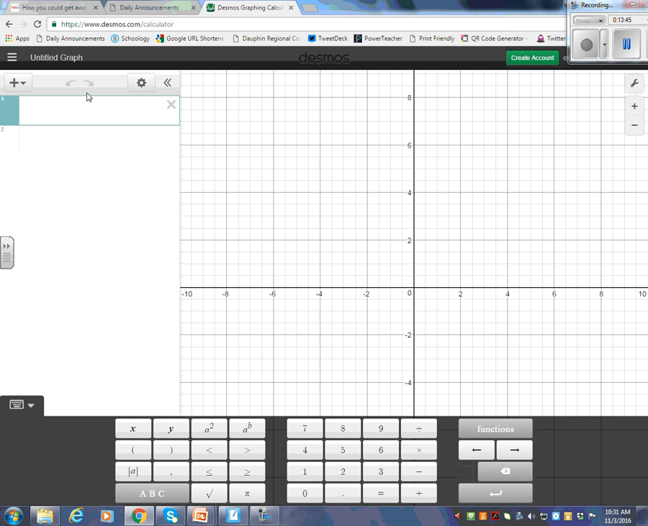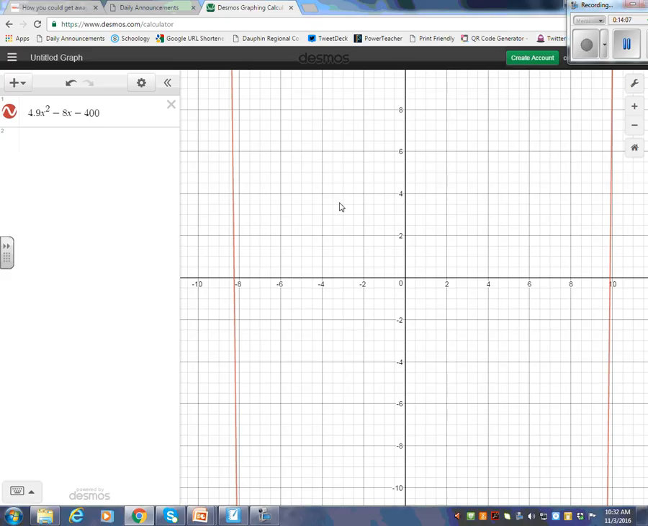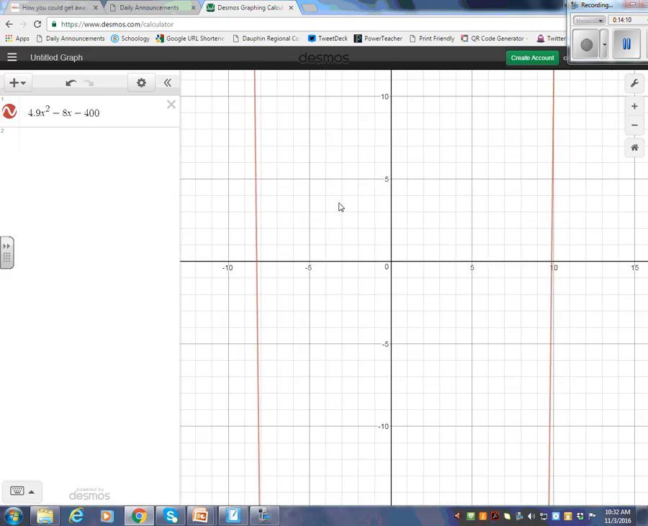Give me that formula. 4.9. We have to exchange the t for an x. 4.9 x squared minus 8x minus 400. Okay, so we are literally solving for the zeros. So it's right there. What's that x value? 9.886.